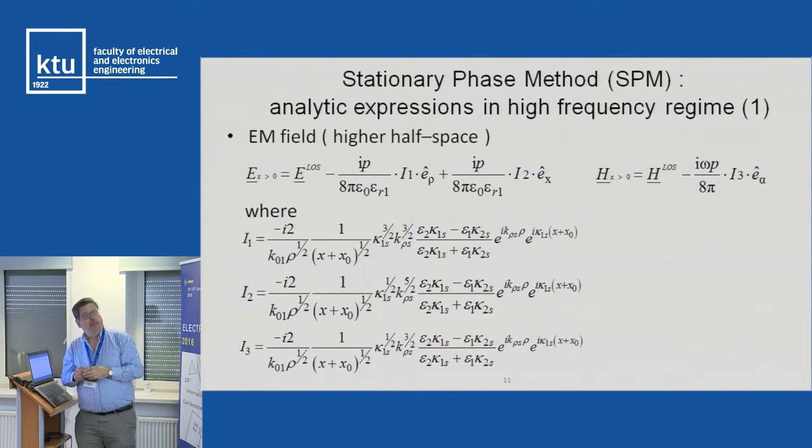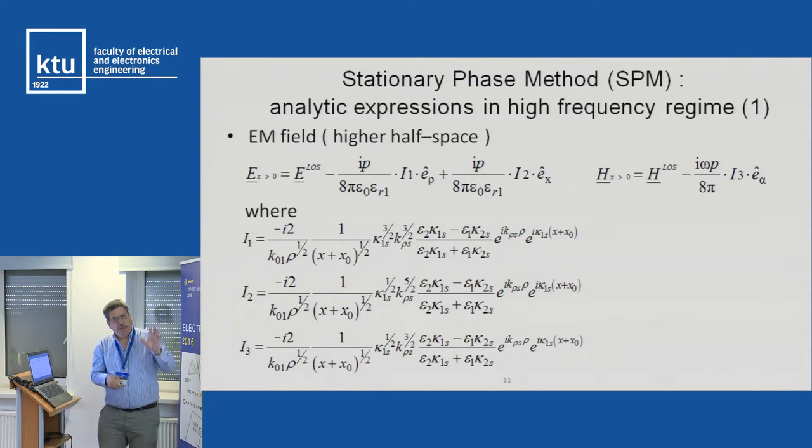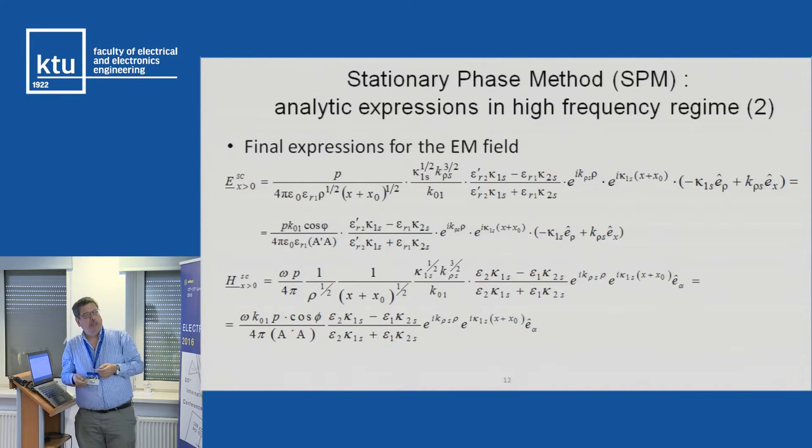So very briefly speaking, this is the result of the stationary phase method calculation for the received field in vertical polarization and horizontal polarization. And this is an analytical result, and this is actually a very simple result.